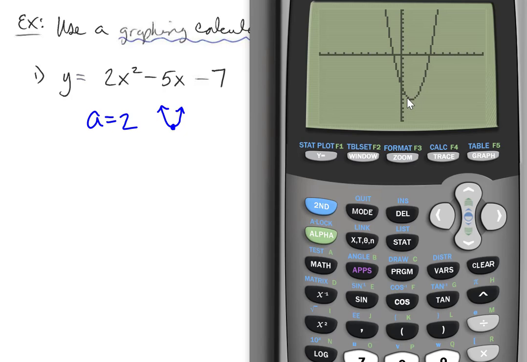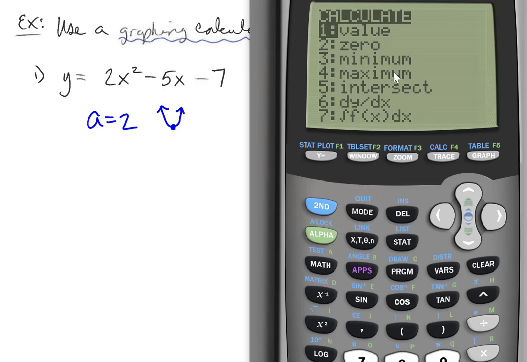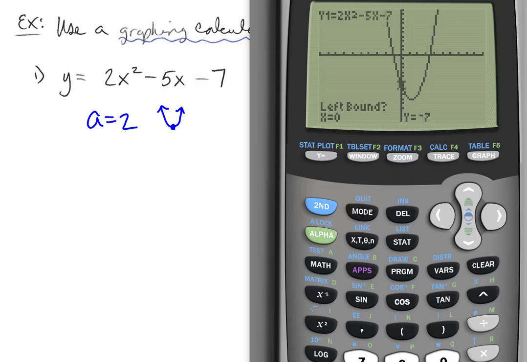Now, to find the coordinates of the vertex, we're going to do as follows. We're going to hit the second button and then the trace button, which above it says calc. That's the menu we're using with the second key. So second, then the trace button, which says calc. And then we want to use one of these functions. Notice we already know that this is going to be a minimum value given the way the parabola opens. So we're going to use option 3, which says minimum. And of course, we'll select that by hitting enter.